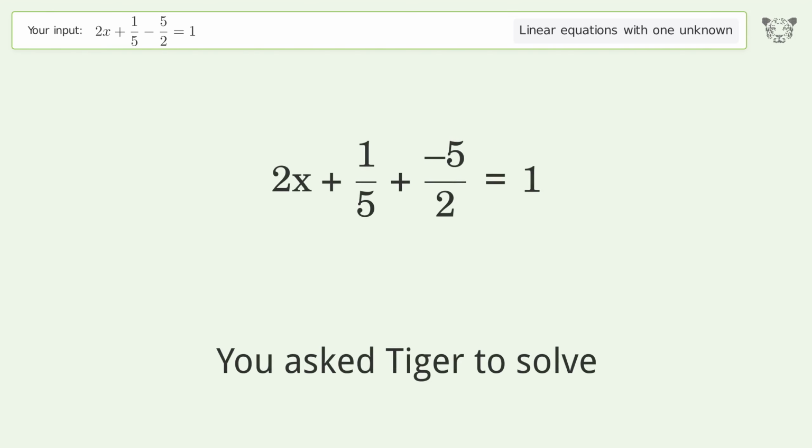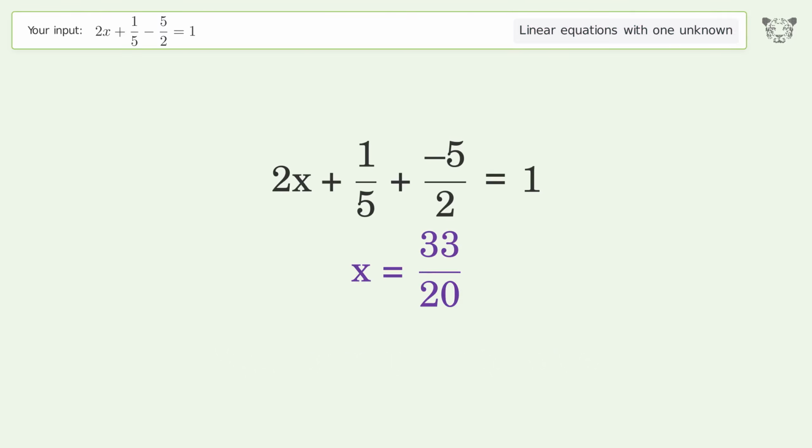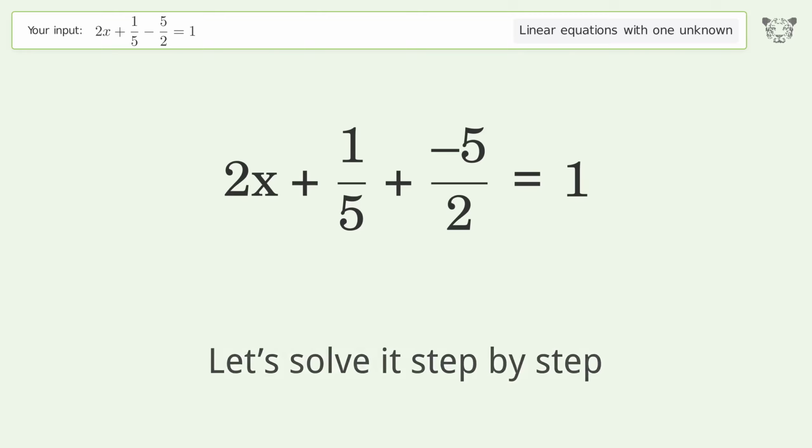You ask Tiger to solve. This deals with linear equations with one unknown. The final result is x equals 33/20. Let's solve it step by step.